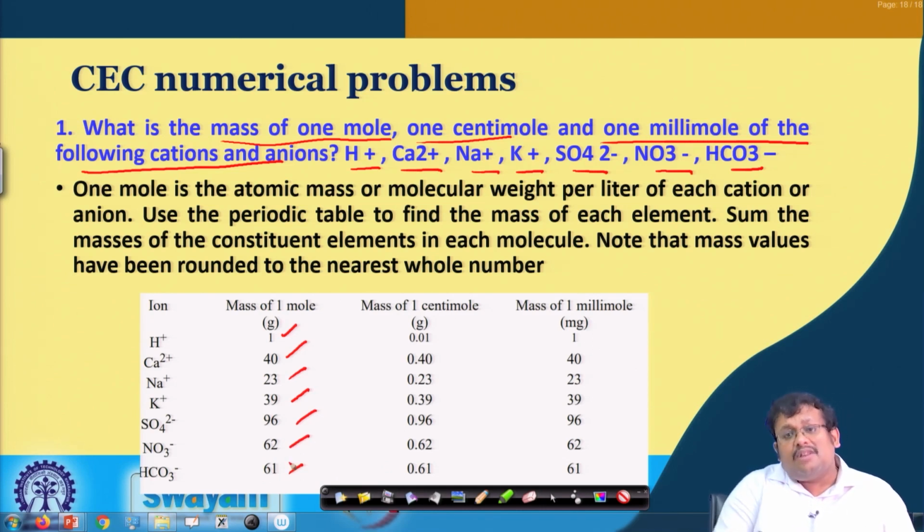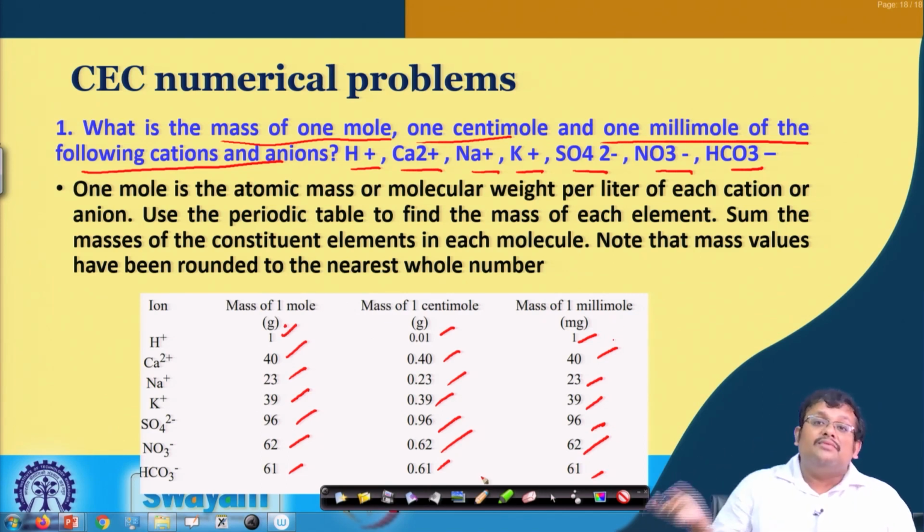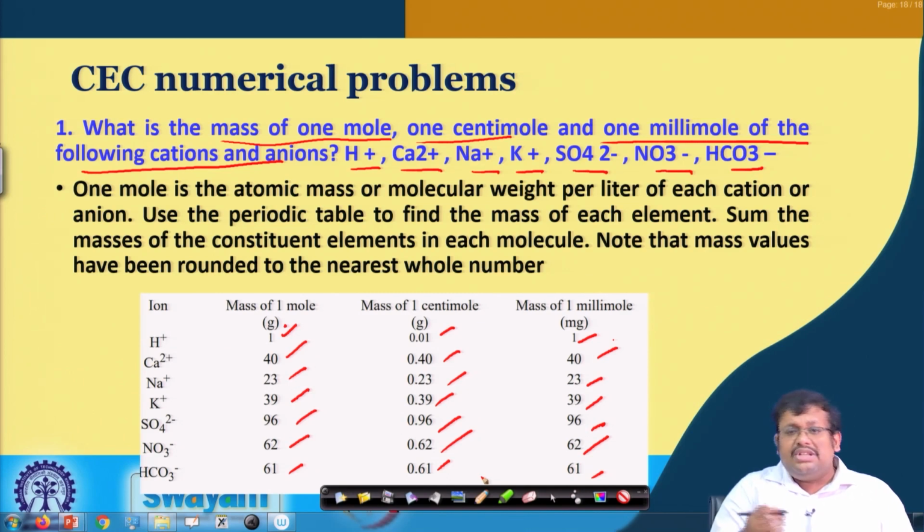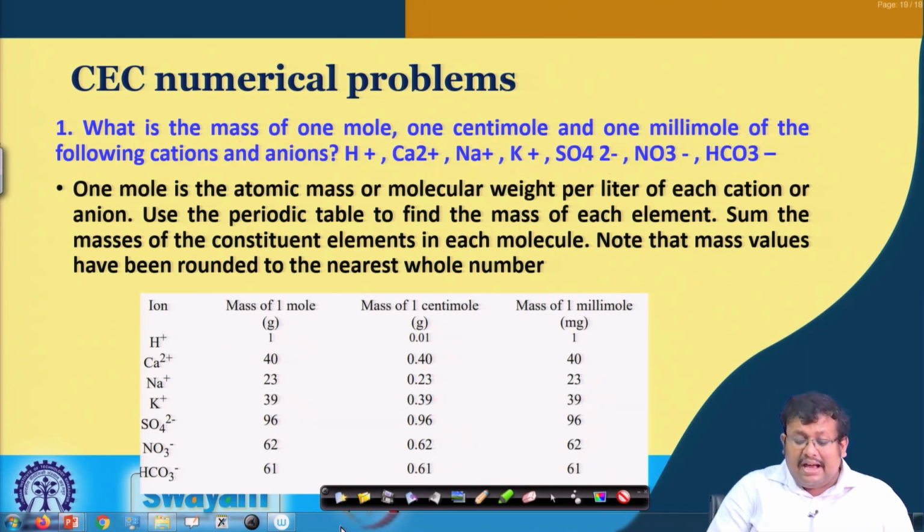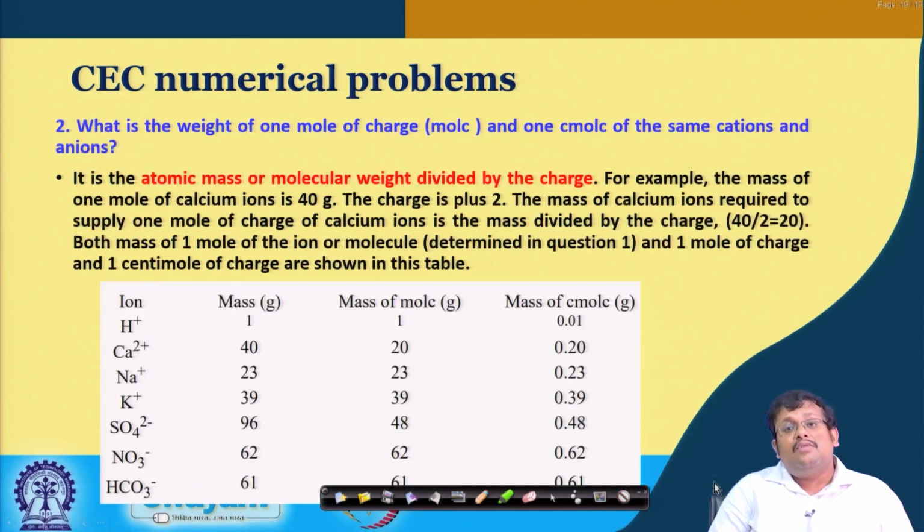Obviously, the mass of 1 centimole will be 1/100th of this molar weight. So, we get 0.01 gram, 0.4, 0.23, 0.39, 0.96, 0.62, 0.61. The mass of 1 millimole, when we convert to millimole, is 1 mg, 40 mg, 23, 39, 96, 62, 61. So, we are basically converting grams to milligrams, and that is the mass of 1 millimole. This answer is pretty simple. We just have to see the mass of 1 mole of these ions, and from there calculate the mass of 1 centimole and 1 millimole.